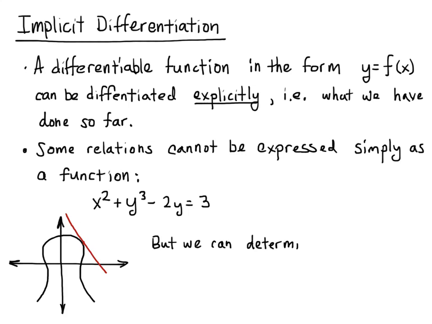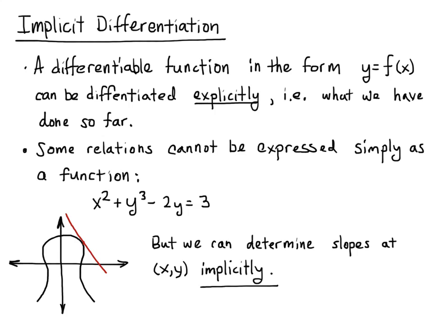But what we can do is determine the slopes of these not really functions, relations. We can do this by a process known as implicit differentiation. And we don't have to really enter any new rules to do this. We just have to take a little different view about how we differentiate.